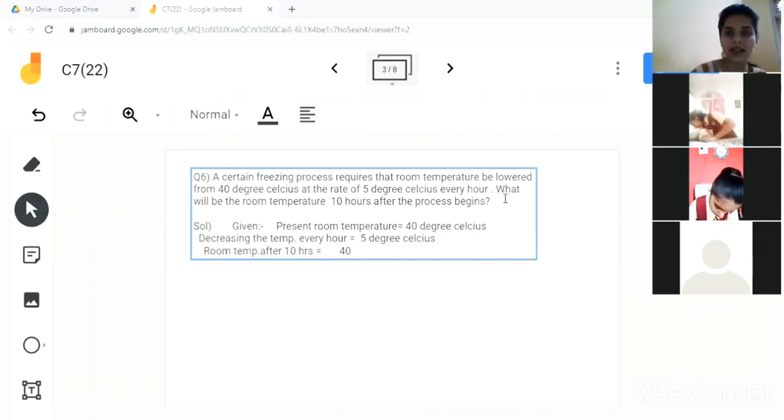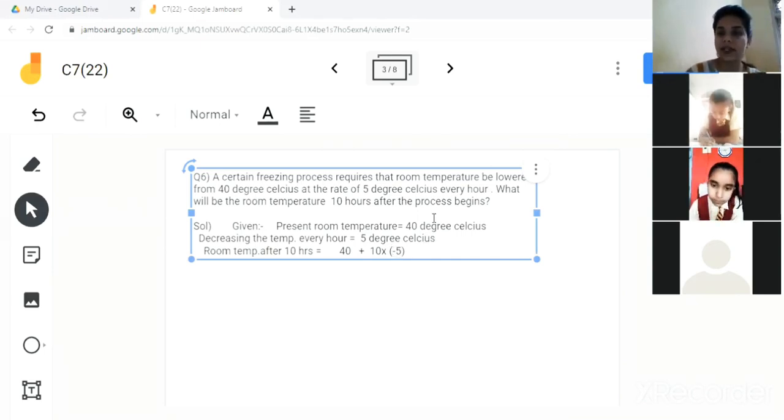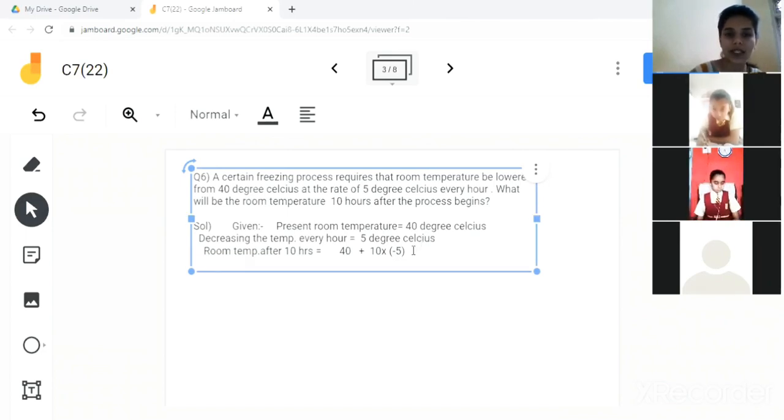So, after 10 hours, it will be 40 plus 10 multiplied by minus 5. Why is it like this? 40 plus 10 multiplied by minus 5, because the decrease of temperature we represent by a negative sign. So after 10 hours, each hour it decreases by 5 degrees Celsius, so 10 multiplied by minus 5. So at last 40 plus 10 multiplied by minus 5.